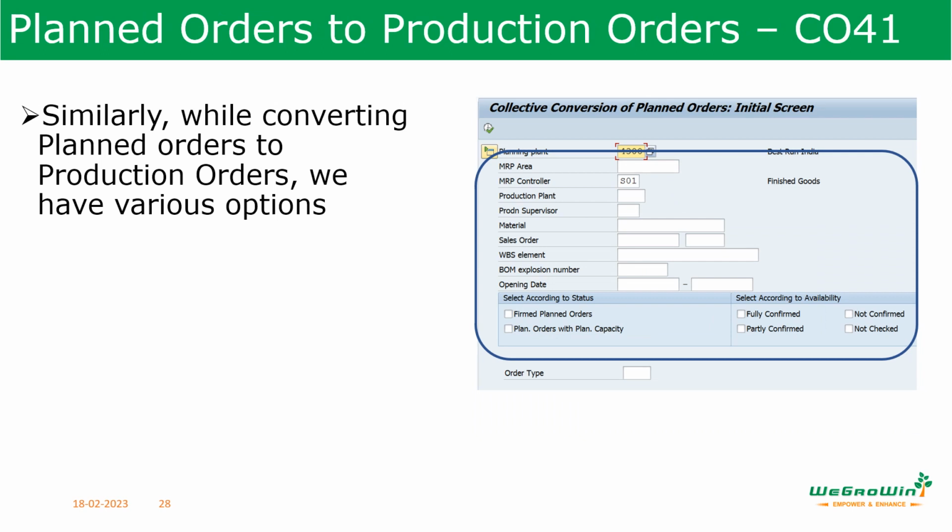Similarly, we can also convert the planned orders to production orders collectively using the transaction called CO41. Here also we have a lot of options: MRP area, MRP controller, production plant, supervisor, sales order, all these options are there.